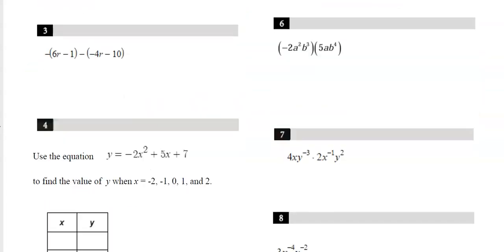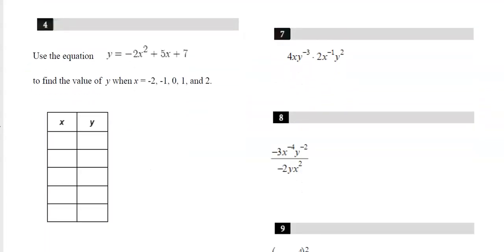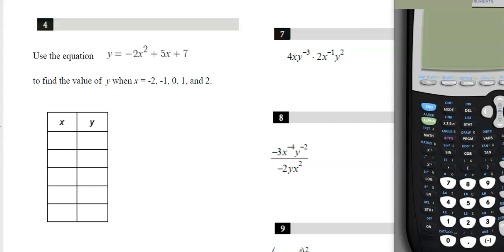Keep on going. Number 4. So use the equation to find the value of y when x is all of those values. So you could do this by hand, very carefully using parentheses. I'm going to show you how to do it using the graphing calculator because we've been working on that a little bit in class. So I'm going to pull up my handy dandy calculator.